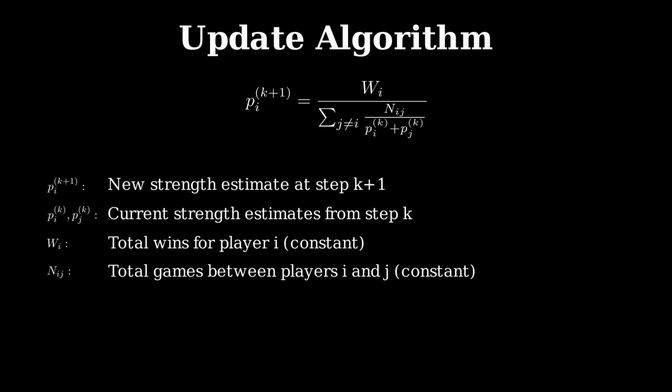Okay, so in plain English, the formula says a player's new strength score is their total number of wins divided by a term that represents the combined difficulty of their matches based on the previous strength estimates.